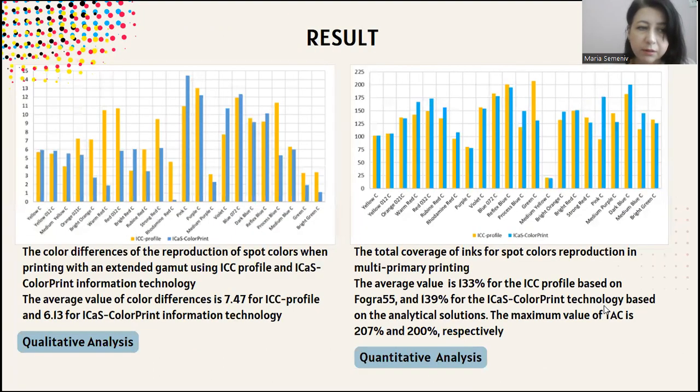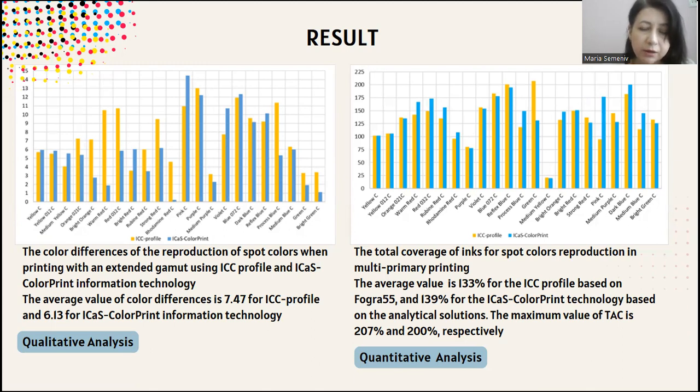The study aimed to calculate the color differences between the original CIELAB values of spot colors and analytical solutions of the modified Neugebauer equations that are used for image separation in ICAS color print technology. Obtained values of color differences from ICAS color print of such color samples as orange and some reds are smaller compared to the same colors from the ICC profile. The largest value of color differences was obtained for samples of Pantone purple, violet, and blue shades.